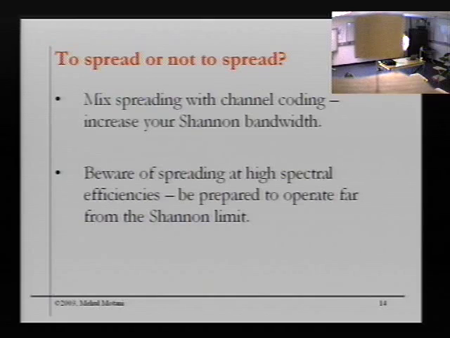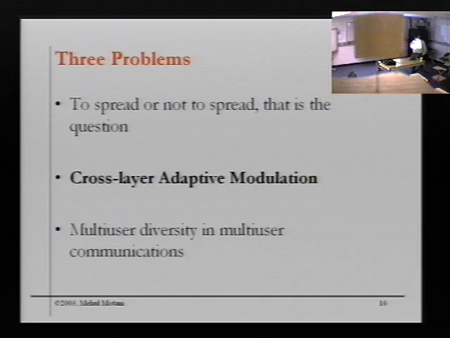So the message is, I want to say, mix coding with your spreading. Increase your Shannon bandwidth, and if you spread at high spectral efficiency, you'll be far from the Shannon limit. That's the consequence. I'm going to skip that.